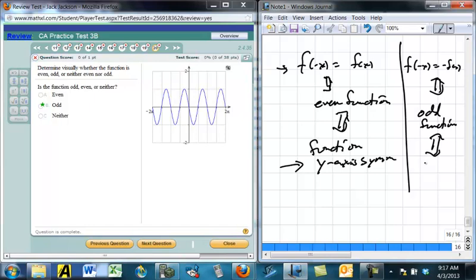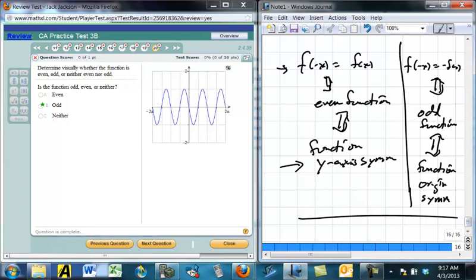Graphically, that turns out to be the same thing as being a function and having origin symmetry. And of course, it could certainly be neither one. It's not going to be both unless it's just y equals 0. So it's not going to be both. It could be neither one. In this case, it's not. We already found out it's not y-axis symmetry.